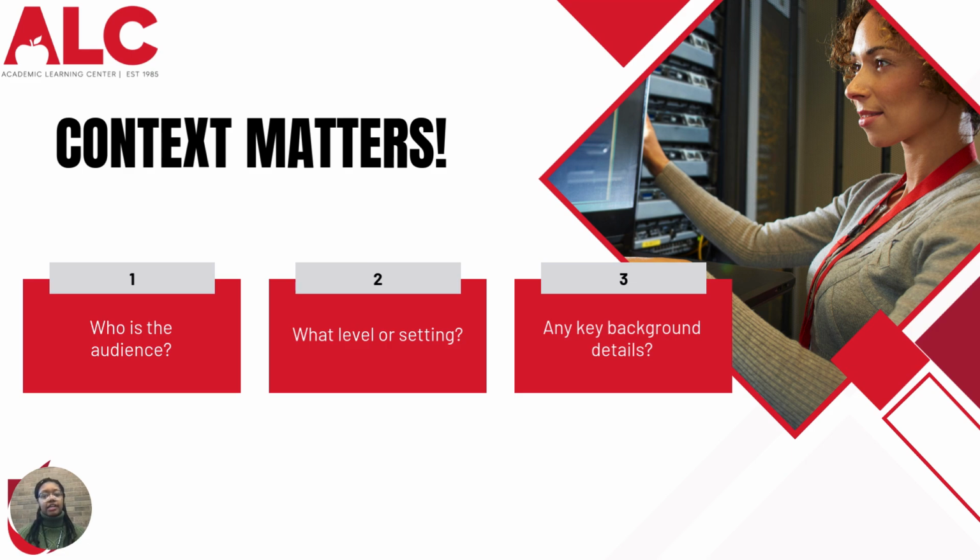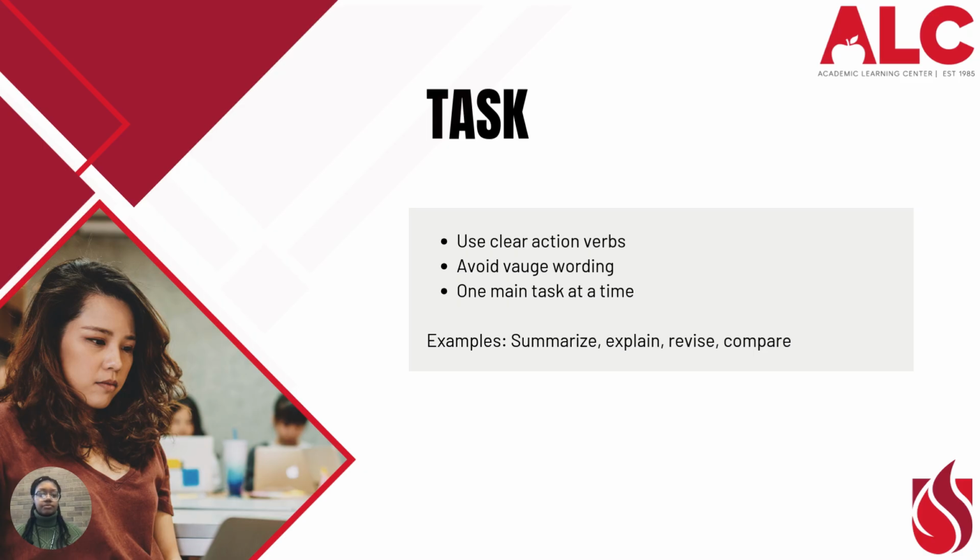So adding context helps AI tailor its response to you. For example, explaining something to a first year college student is going to be different than explaining something to a faculty member. It's going to require different language, right? So every sentence of context can dramatically change the output.